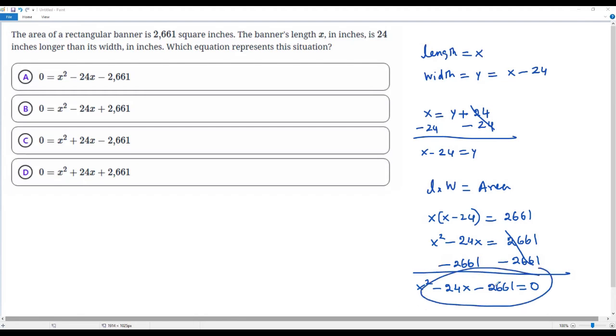And I find this equation in answer choice A. So the correct answer choice for this question is A.